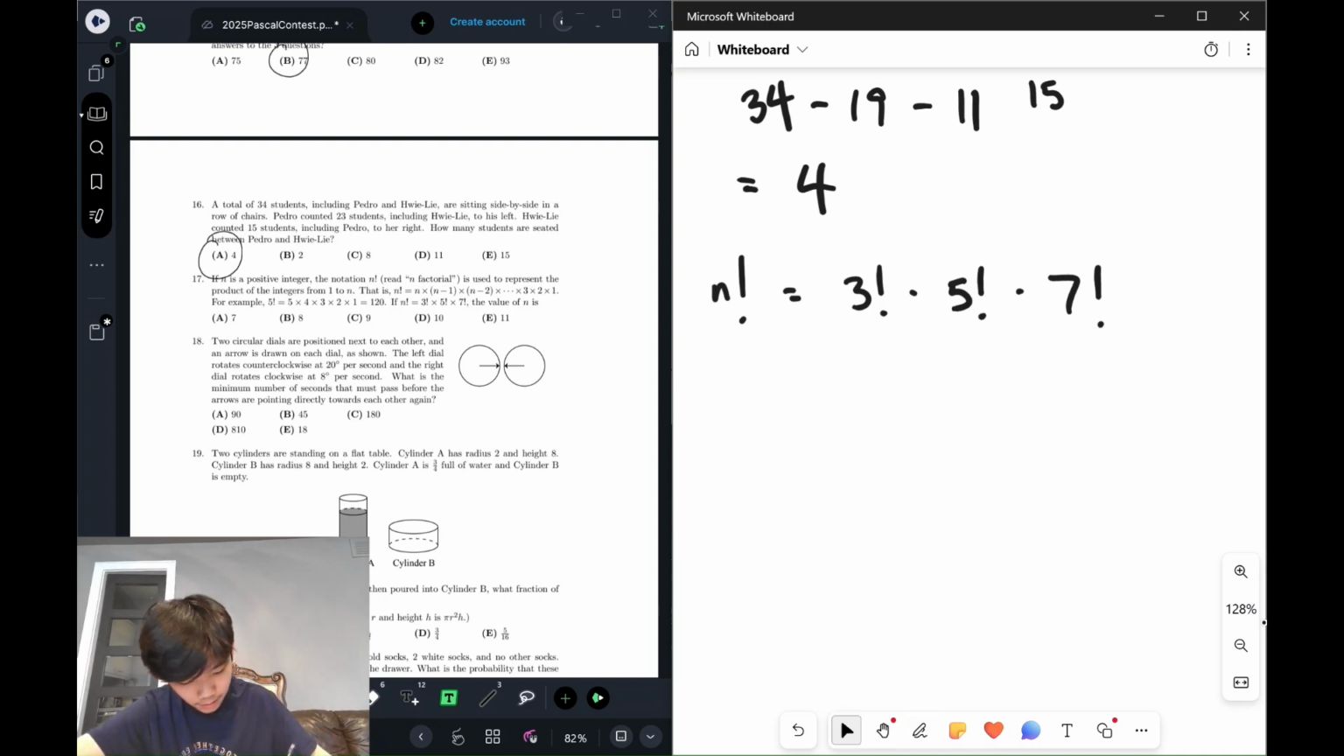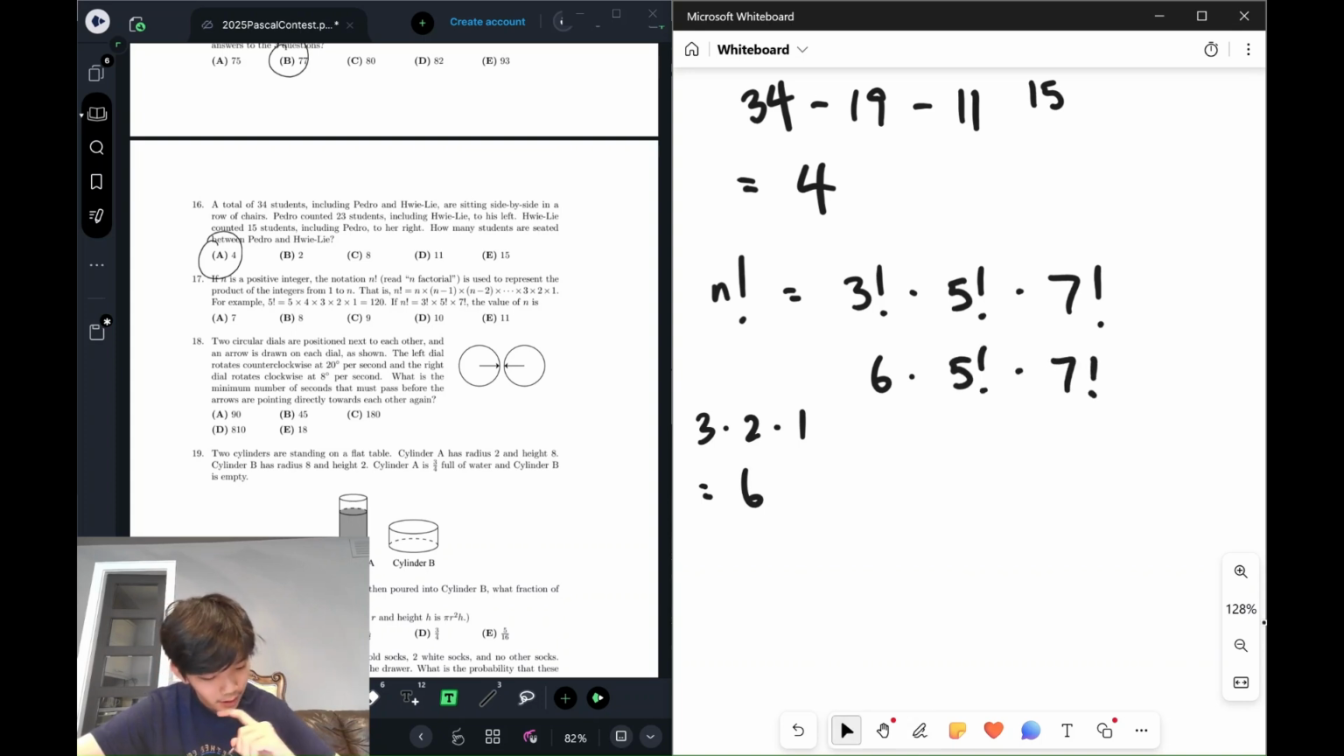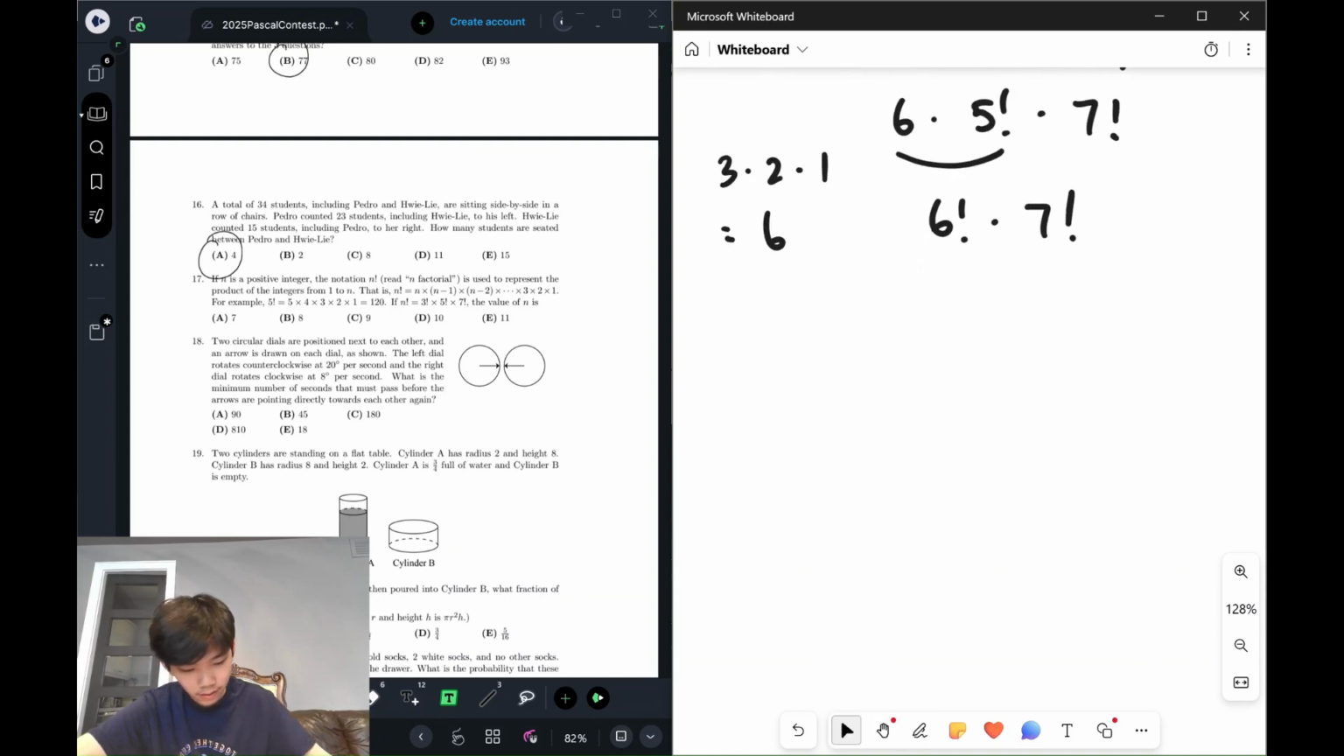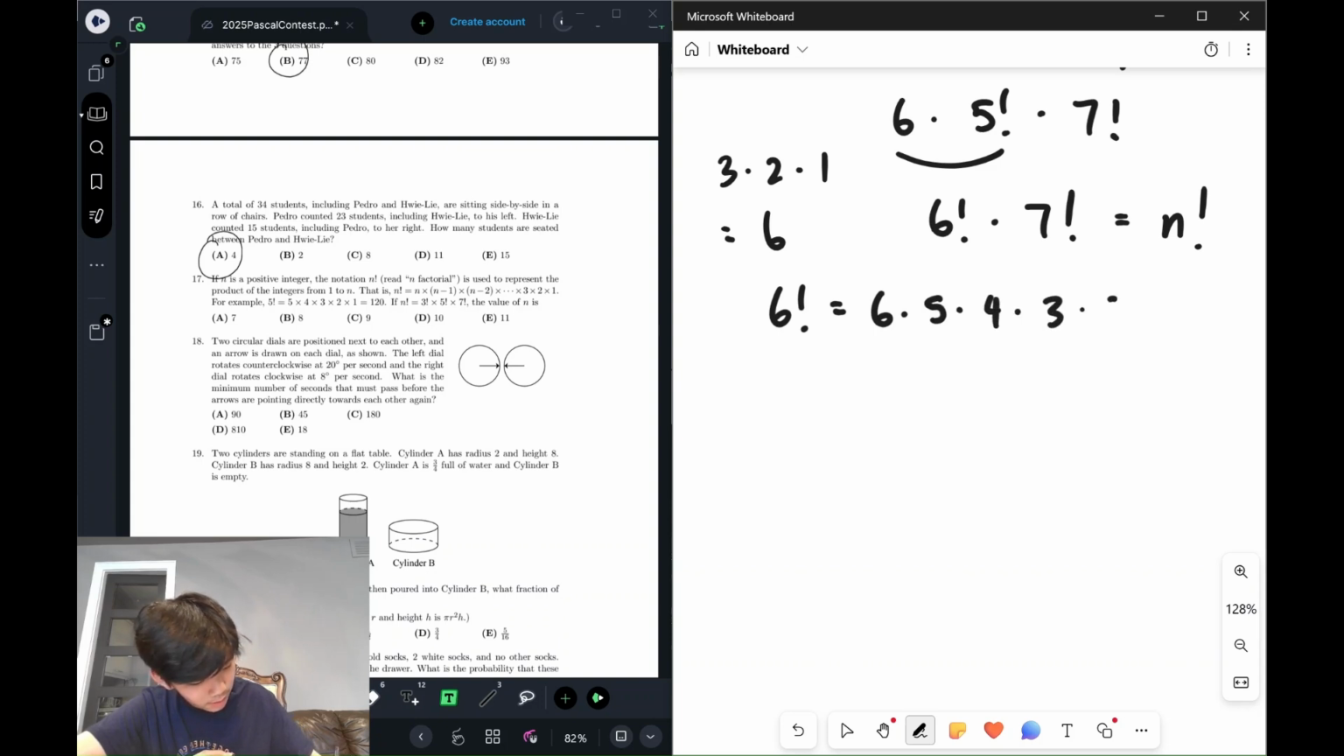Well, we have that 3 factorial is 3 times 2 times 1, which is 6. This is 6 times 5 factorial times 7 factorial. And 6 times 5 factorial, we can group this to get 6 factorial times 7 factorial. This is going to be equal to n factorial. So we have that 6 factorial is equal to 6 times 5 times 4 times 3 times 2 times 1.